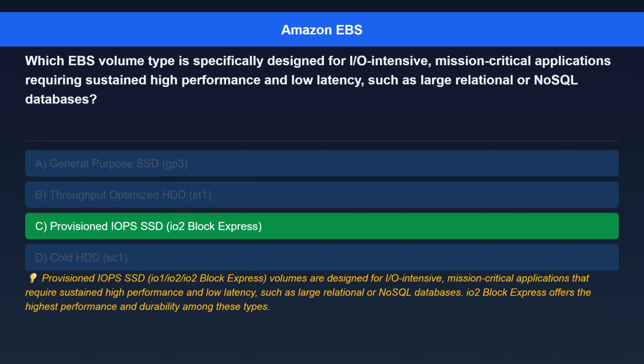The correct answer is Provisioned IOPS SSD IO2 Block Express. Here's the explanation. Provisioned IOPS SSD IO1 and IO2 Block Express volumes are designed for IO-intensive, mission-critical applications that require sustained high performance and low latency, such as large relational or NoSQL databases. IO2 Block Express offers the highest performance and durability among these types.